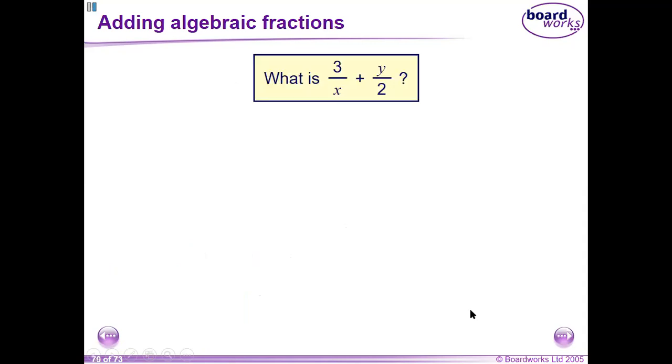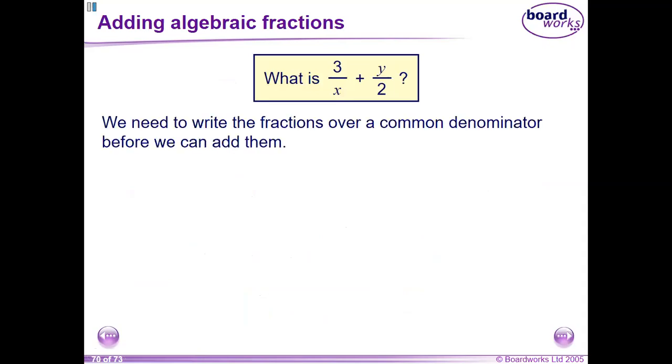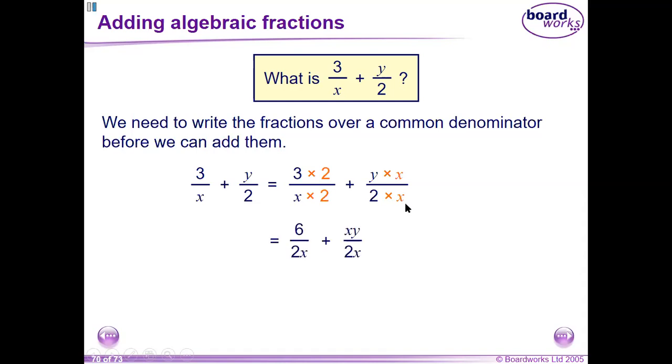Okay, so if we had 3 over x plus y over 2, write them over the same common denominator. So here we have x times 2, and the 3 times 2. x times 2 is the same denominator, and then x times y. So the 3 times 2 is a 6. So it'd be 6 over 2x plus xy over 2x. So that will be 6 plus xy over 2x.